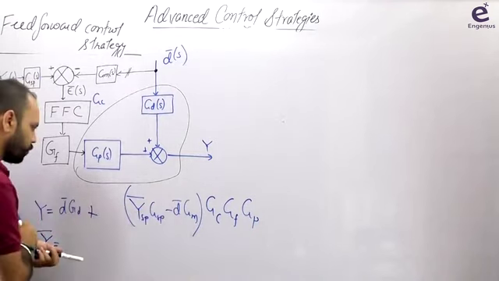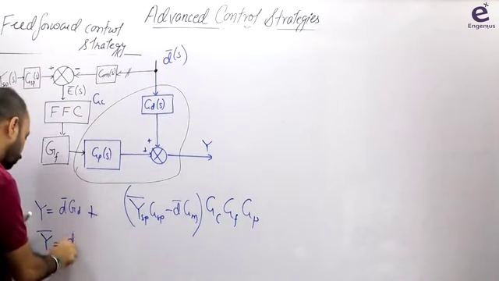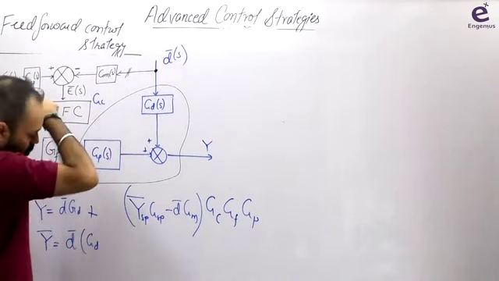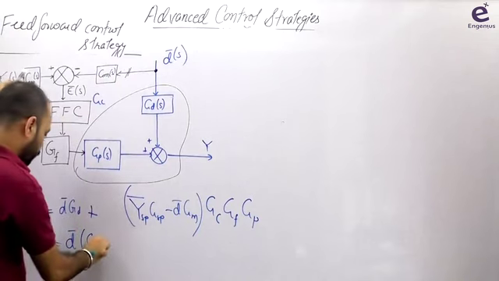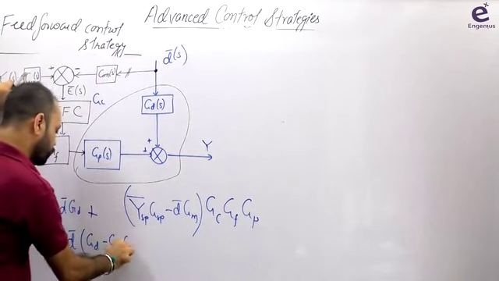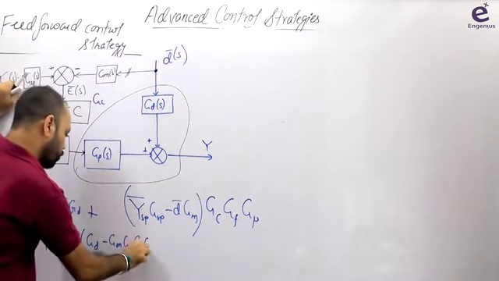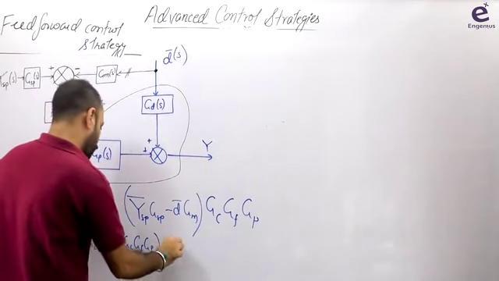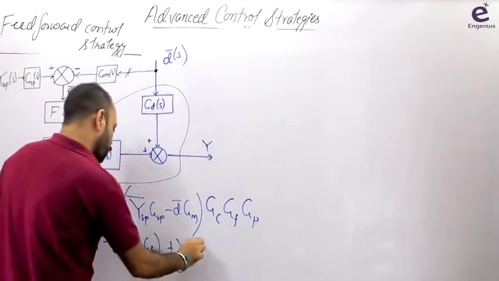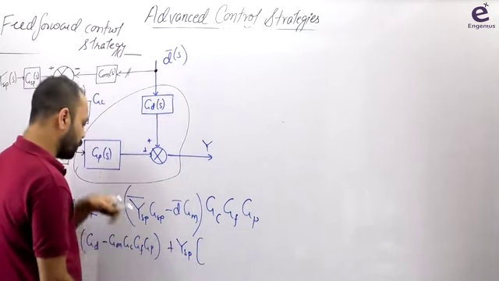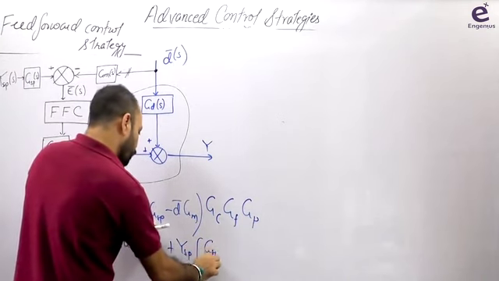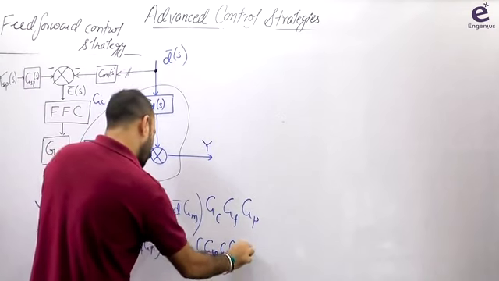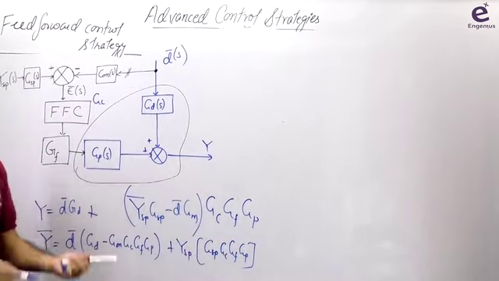Now you can always write this as Y bar is equal to, this is D bar, right? So you can take D bar common, and this will be GD minus GM, GC, GF, GP, correct? Plus YSP, and in YSP what all will come? GSP, GC, GF, GP. This is the reduced block diagram.